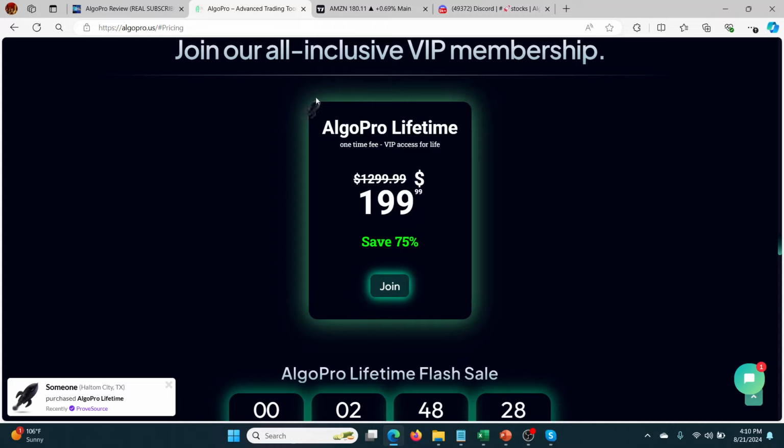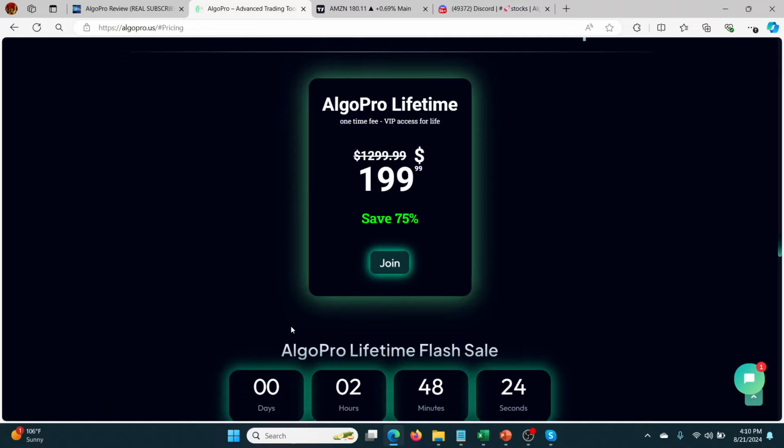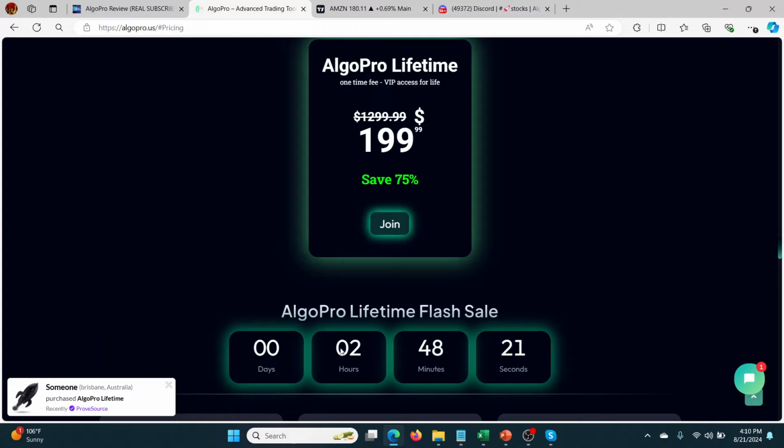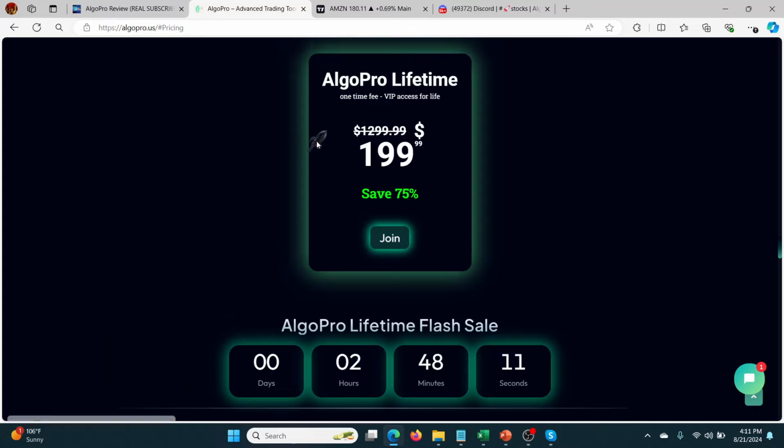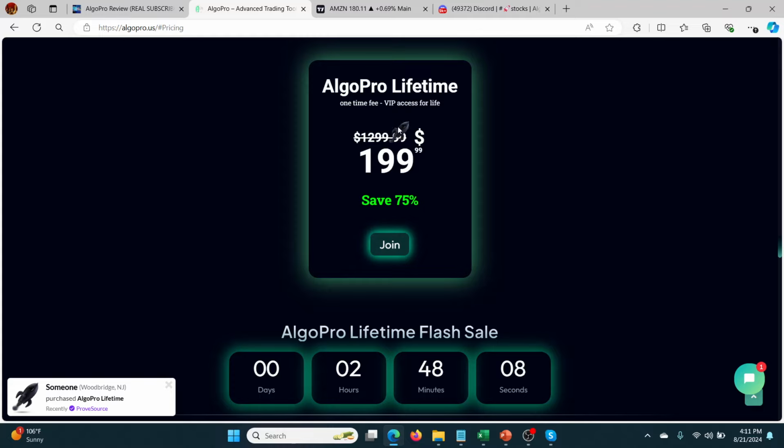I've seen this vary quite a lot, so if you're looking into this, I would maybe jump on this before it's gone. My experience has been that these flash sales are legitimate, like these 2 hours and 48 minutes since I loaded my browser, probably is true. So they do turn up every so often, but the price does go up and down quite a bit. So definitely check out the AlgoPro Lifetime. It's one of the best deals for these indicator systems from what I found.